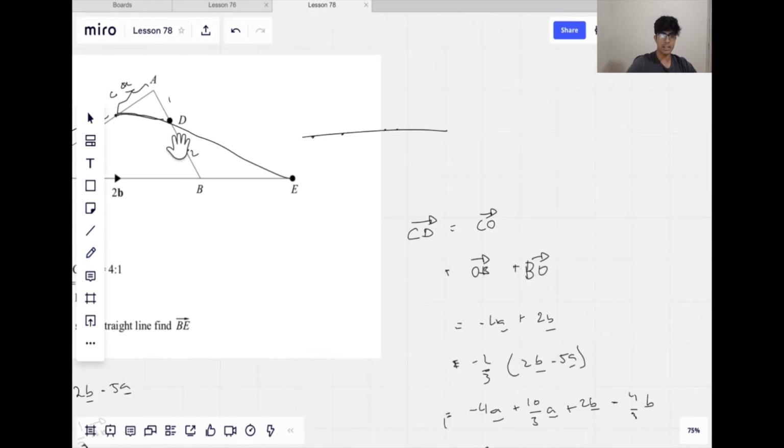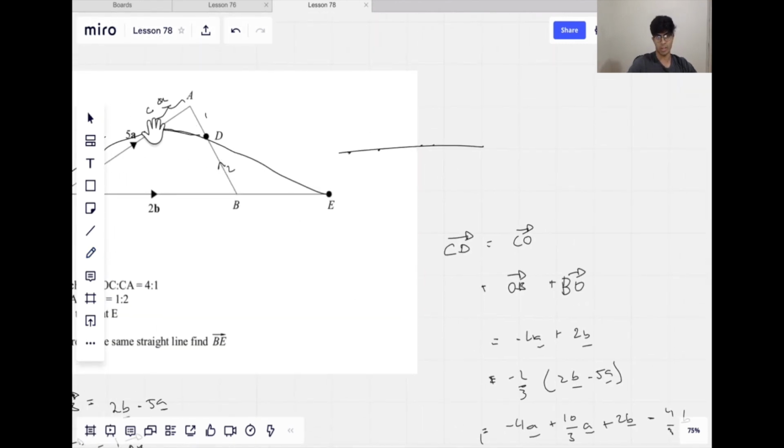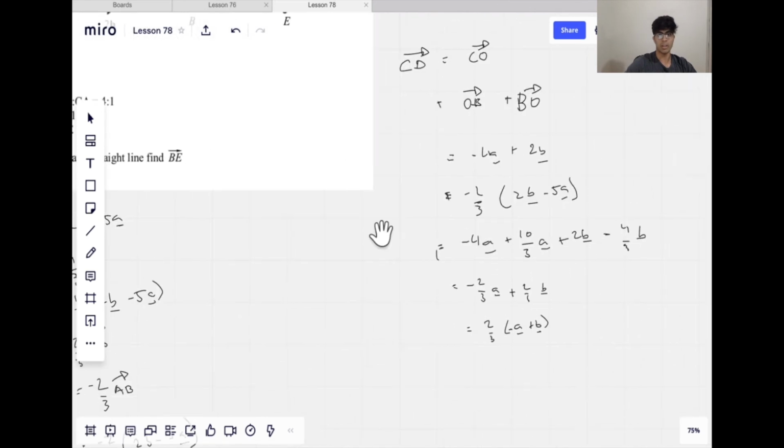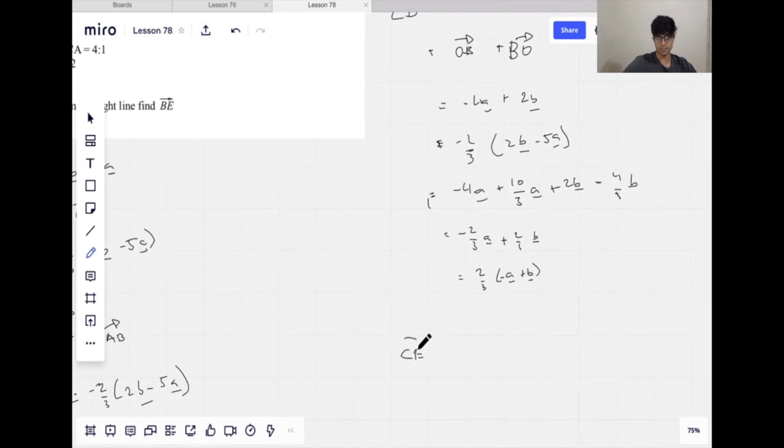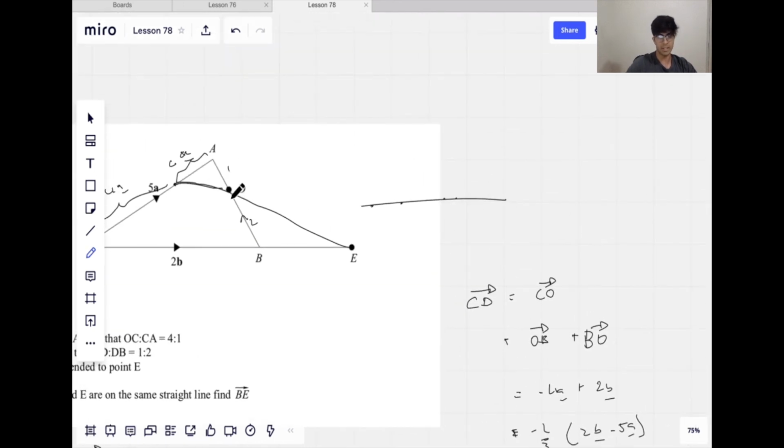We know C to E lies on the same line, they're one big line. So C to E must be a multiple of minus A plus B, kind of 2/3 of that. It must be some sort of multiple of this, right? Because if you want to go C to E, you go C to D and then some multiple of that. It's the same line, so we stretch it out, if you want to think about it like that.